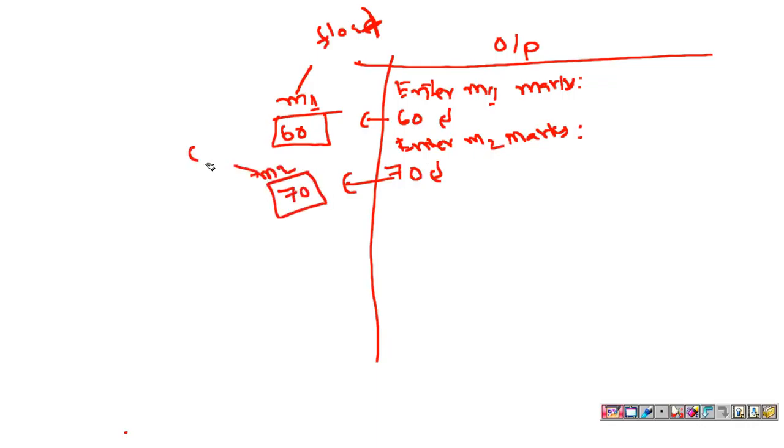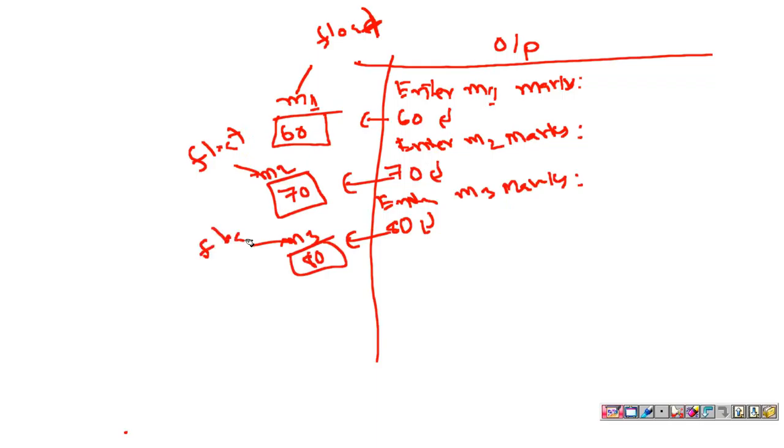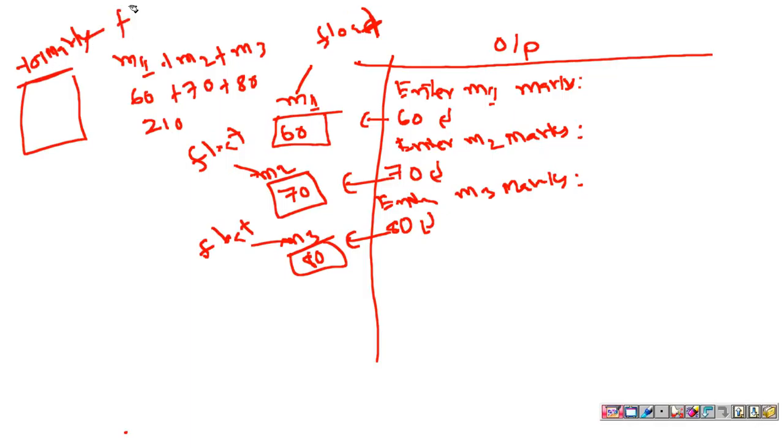Enter M2 marks, 70. Store 70 into another variable called m2. The data type is float. Enter m3 marks, 80. Store 80 into another variable called m3. Float. Now calculate total marks, that is m1 plus m2 plus m3, that is 60 plus 70 plus 80. How much value? 210. This 210 you store into a variable called total marks. The type you can go with float also, and assignment.